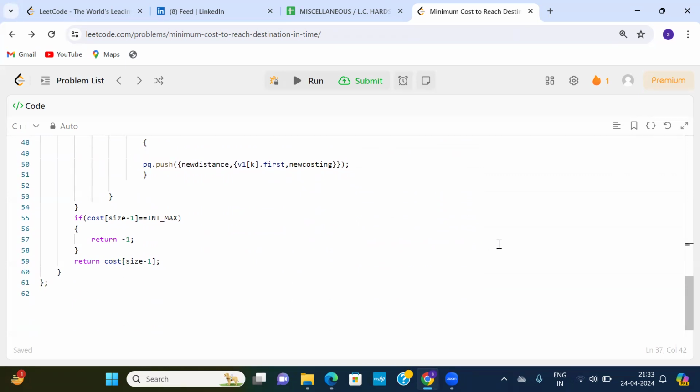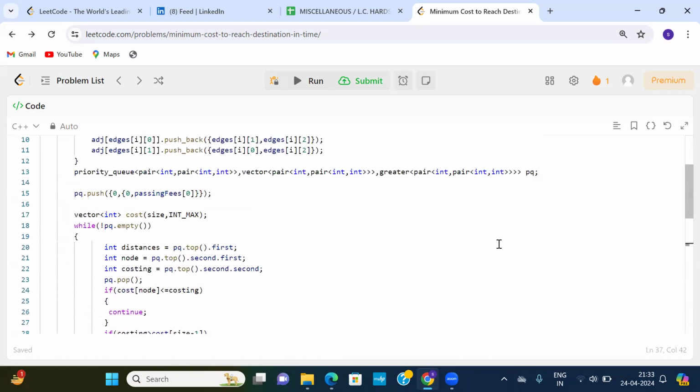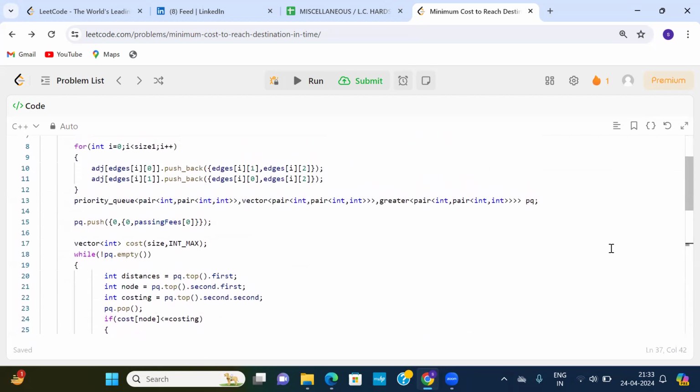So I hope the question is clear to you all. The question was not much tougher. It is just a modification of Dijkstra's algorithm. If you have practiced Dijkstra in a better way, you will be able to solve this question.